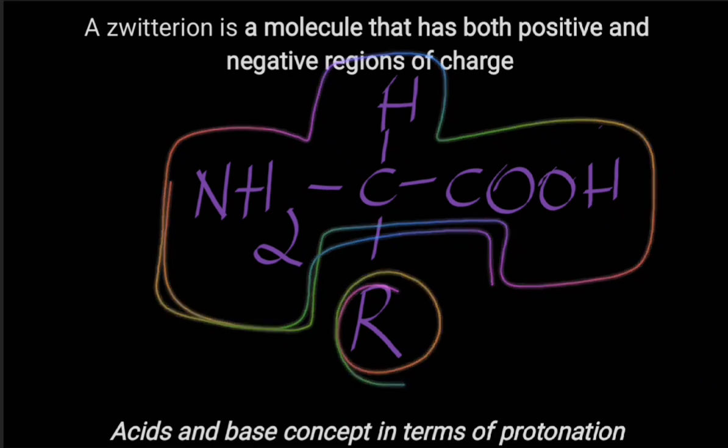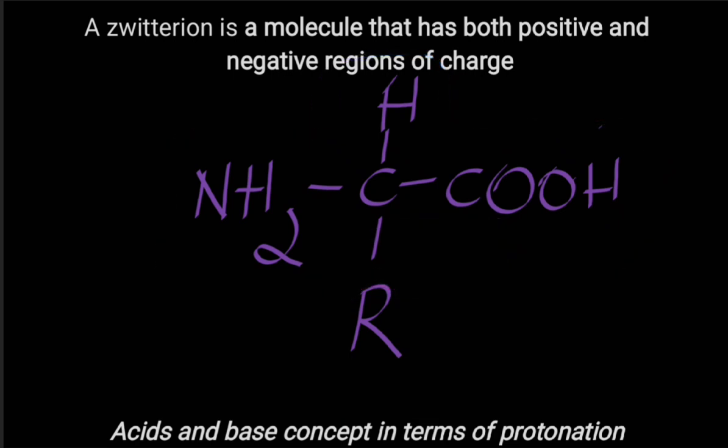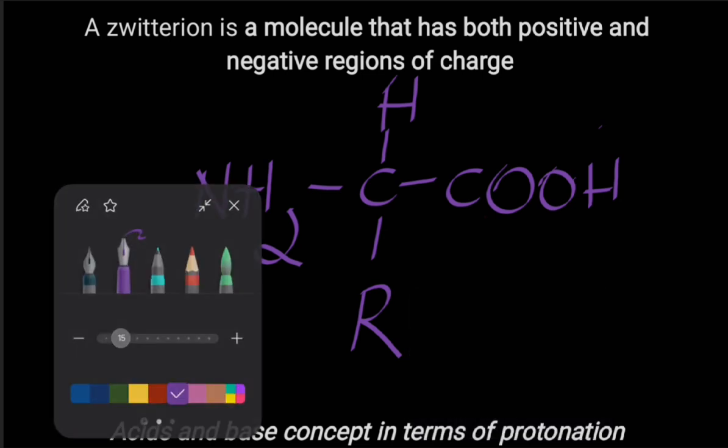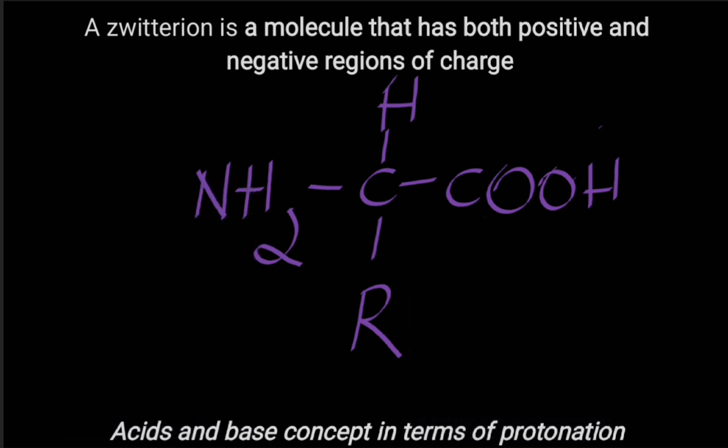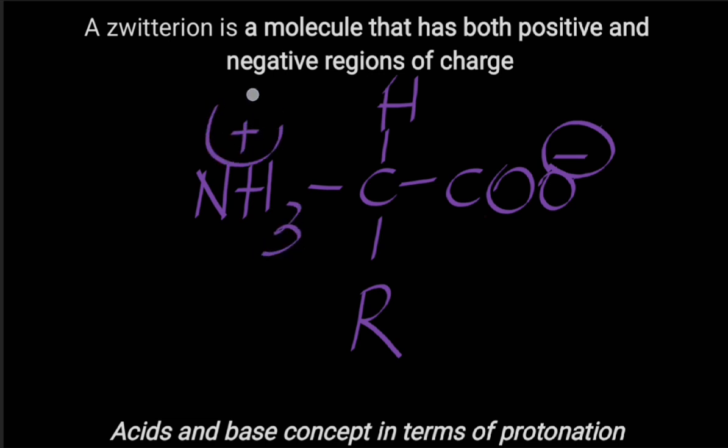So I'll not be talking about these things because we already discussed them in the previous video. I'll be talking about the zwitterions. So what will happen now is there are two possibilities. The possibility one is that this COOH could donate its hydrogen and gain a negative charge, or the other possibility is that this NH2 could gain a hydrogen and then gain a positive charge, right?